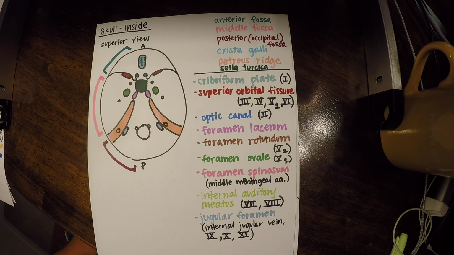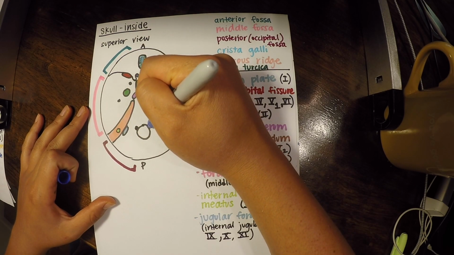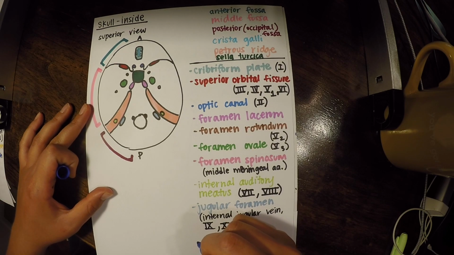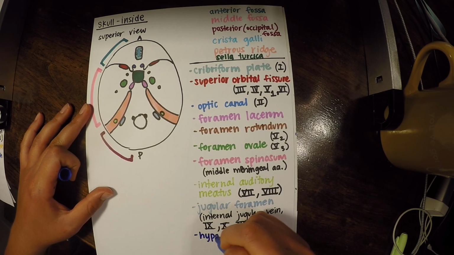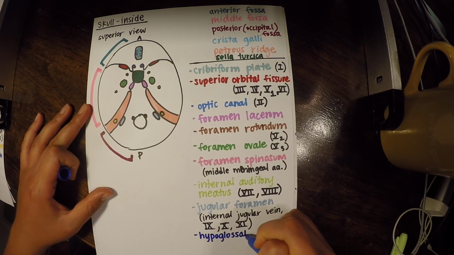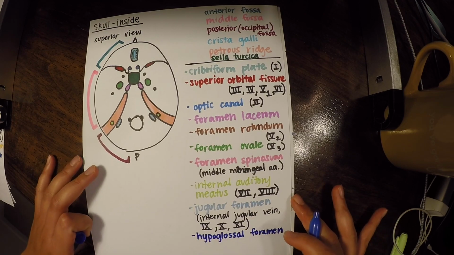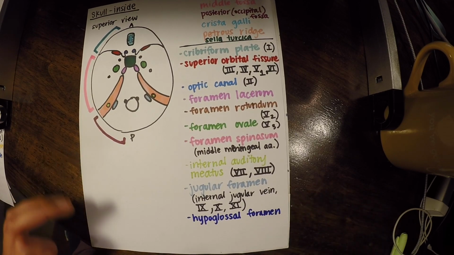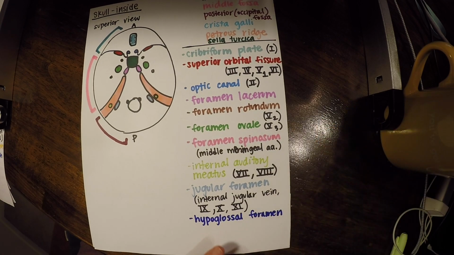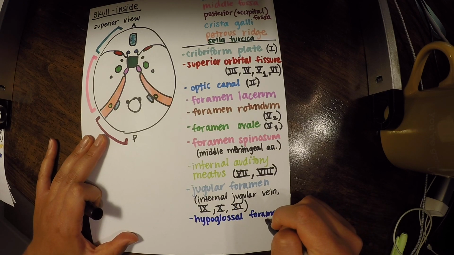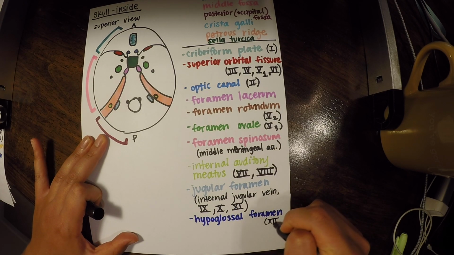Alrighty. Two more to go. Let's do our hypoglossal foramen first. I'm going to make those dark blue up here. And once we learn the names of the cranial nerves, this will be even easier because the cranial nerve that travels through it is our hypoglossal nerve. So that is our cranial nerve number 12.